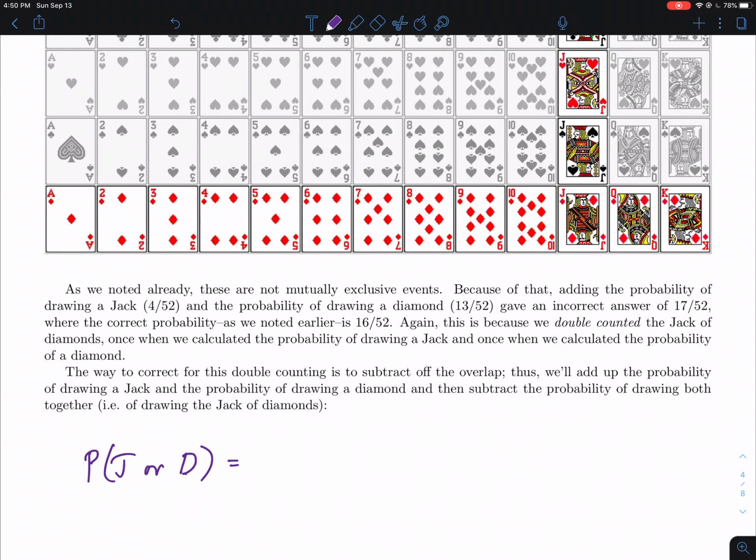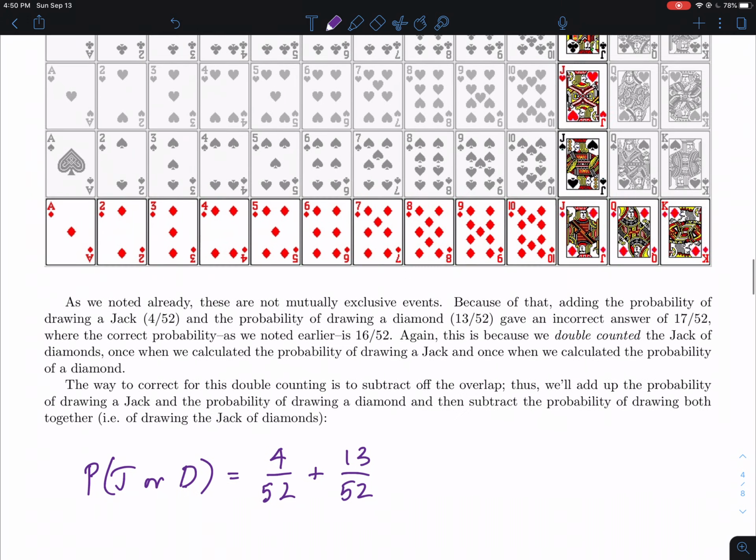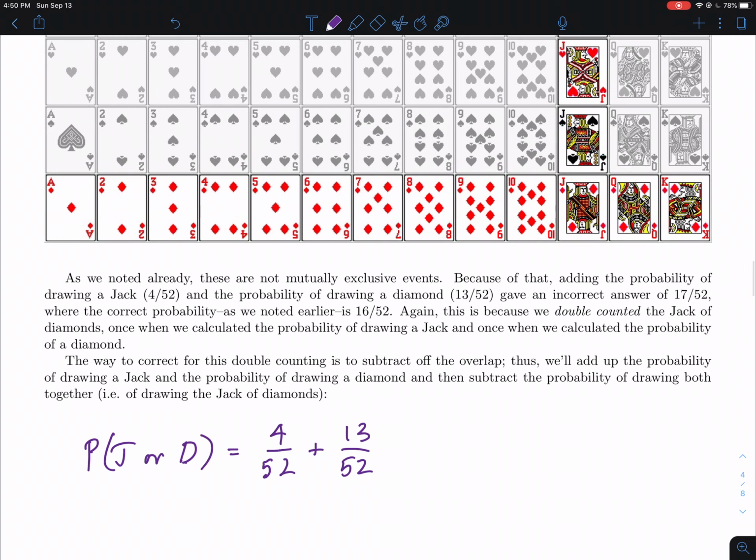So we saw already that the probability of a Jack was 4 over 52. The probability of a Diamond was 13 over 52. But if we think about this overlapping situation, the Jack of Diamonds is in both of these numbers. So we want to subtract out that overlap. We want to subtract out 1 because of that Jack of Diamonds that occurs in both places. So we want to subtract out a 1 out of 52.